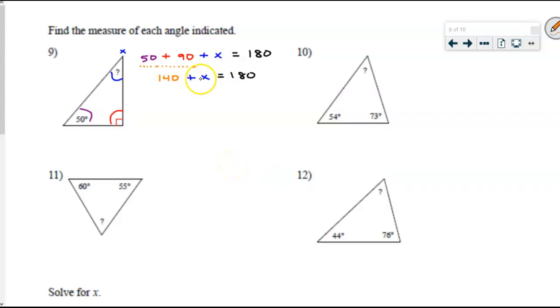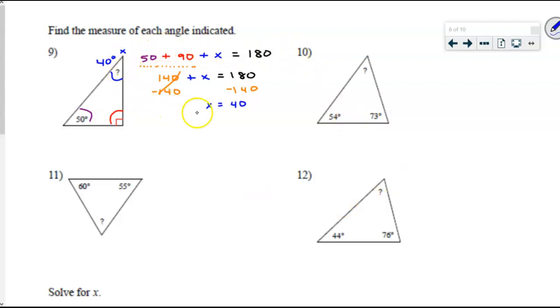Since x is being added by 140, I can get rid of that by subtracting 140, but I have to balance it, and whatever I do to one side, I do to the other side. And that is how I get x is equal to 180 minus 140, which is 40. So what is the measure of our mystery angle? 40 degrees.